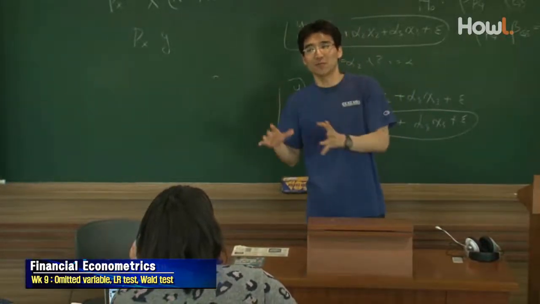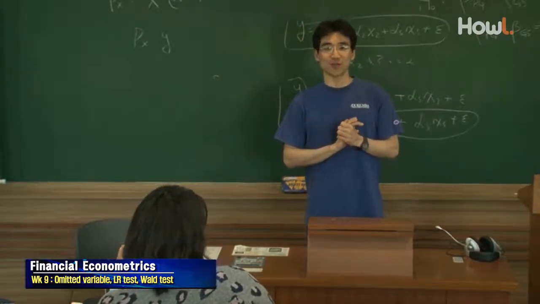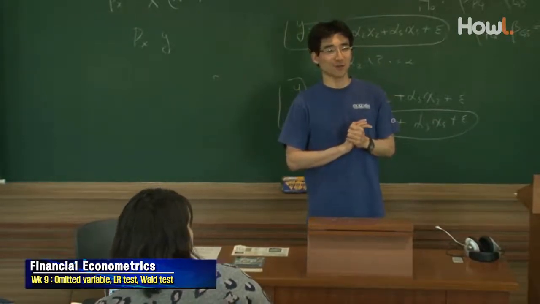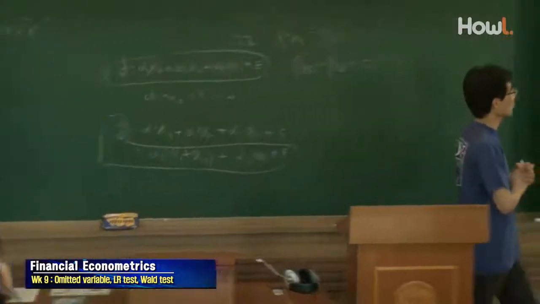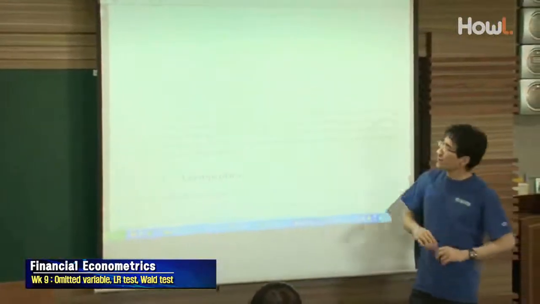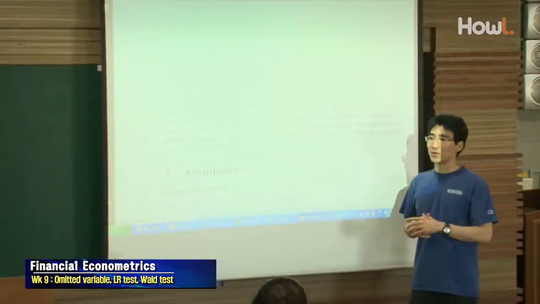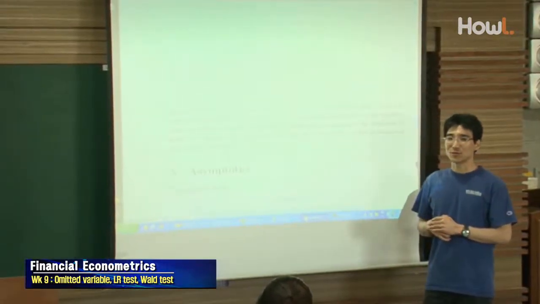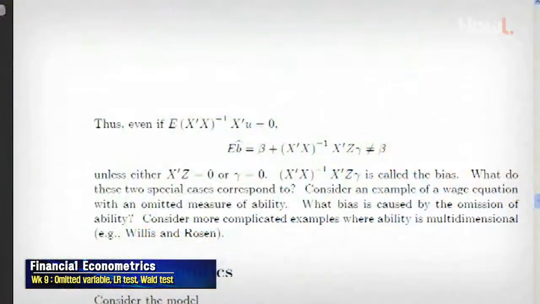So suppose we don't have ability data, right? Actually, ability data is very difficult to obtain. It is even puzzling how to measure ability, right? So the question is whether this term is positive or negative. If this term is positive, do we overestimate or underestimate the coefficient? Suppose this whole term is positive, then do we overestimate or underestimate the impact of education?